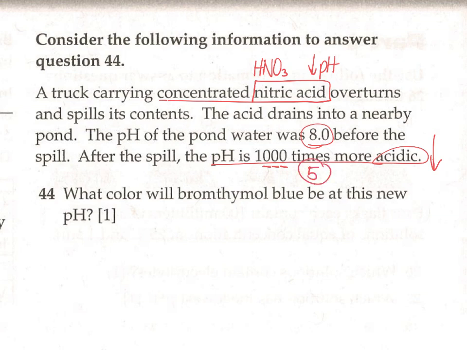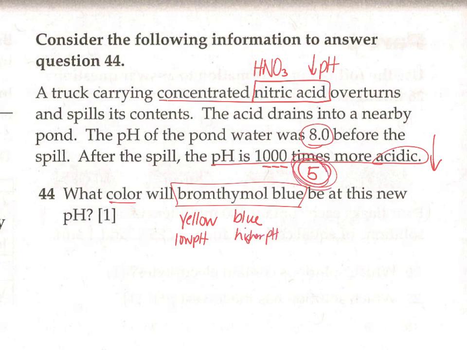Now the question's not asking that. The question is saying what color will bromethymol blue be at this new pH? So you go to your reference table M, look up bromethymol blue. Bromethymol blue can either be yellow or blue. And you will see that bromethymol blue is yellow at low pHs and it's blue at higher pHs. So because our final pH was more acidic, it would be yellow.